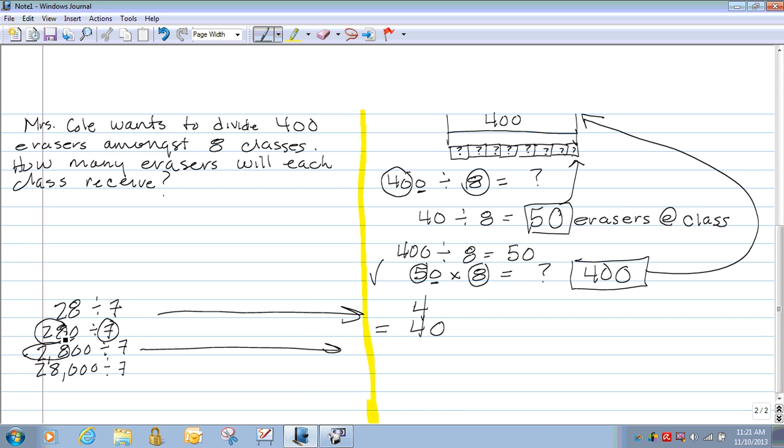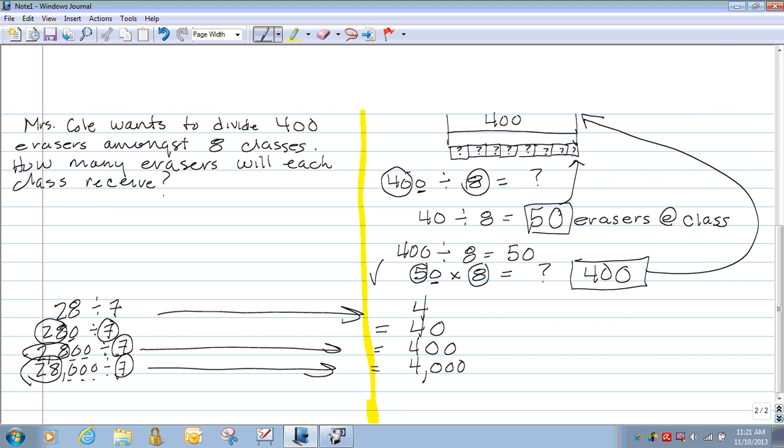Again, I have 28 divided by 7, my basic fact, that equals 4. I will place my 2 zeros, so the quotient for this 2,800 divided by 7 equals 400. And then the last one, my basic fact is 28 divided by 7. That equals 4, and I will place 1, 2, 3 zeros, so my quotient equals 4,000. Push pause.